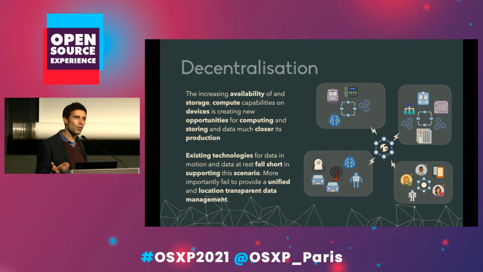Now, fog computing, edge computing, you name it, is very in vogue. I prefer to think about a continuum from cloud to device. And the question is, how do we build technology that really allows us to abstract from the location of data and allows us to deal in a unified manner with data in motion and data at rest? Because this is what we really need, okay?